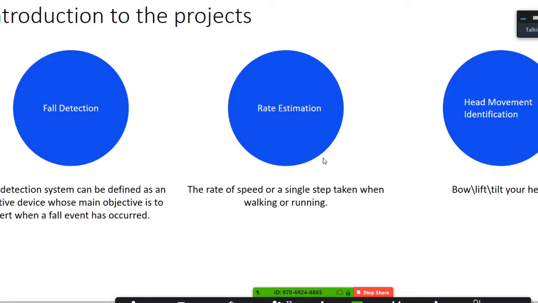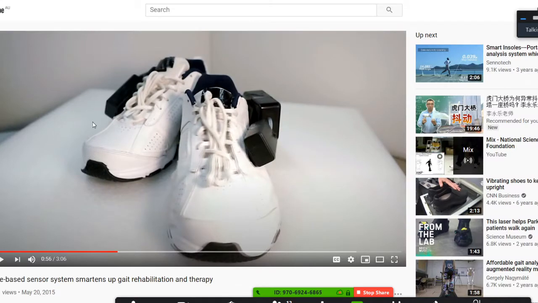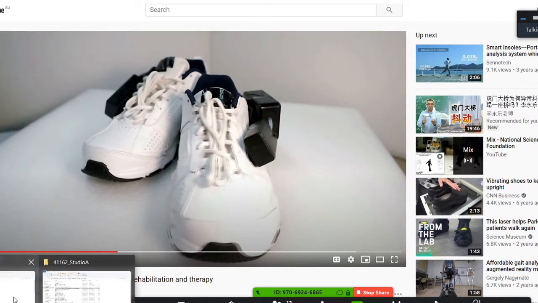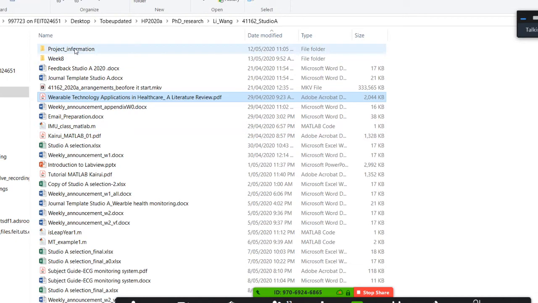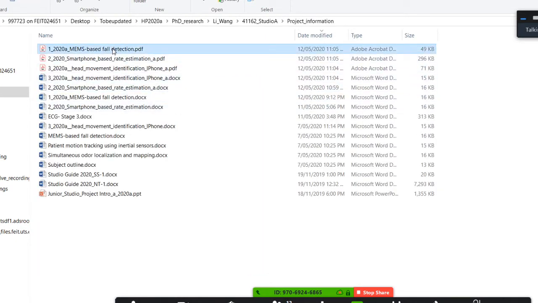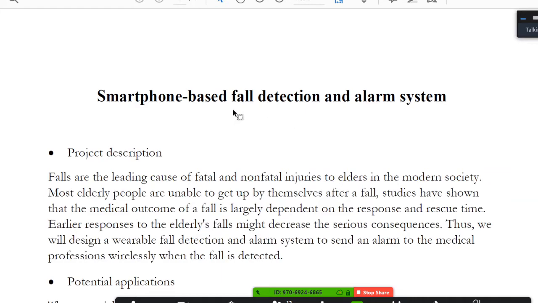Now I start to introduce the projects. So we have three projects. These three projects are all related to smartphone-based body movement. So the first one is fall detection. As we discussed already, Lee will give a demonstration for the fall detection. Before the demonstration, I show you what I prepared for the requirements of the project. The first one is smartphone-based fall detection and alarm system.